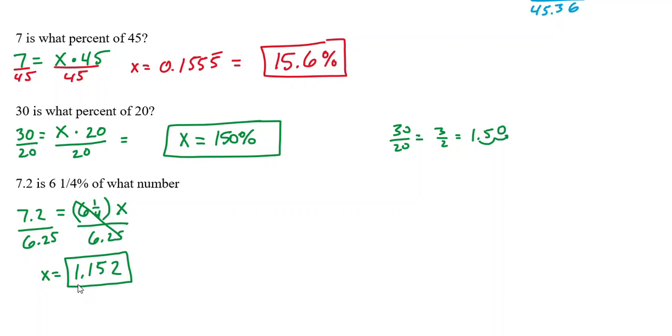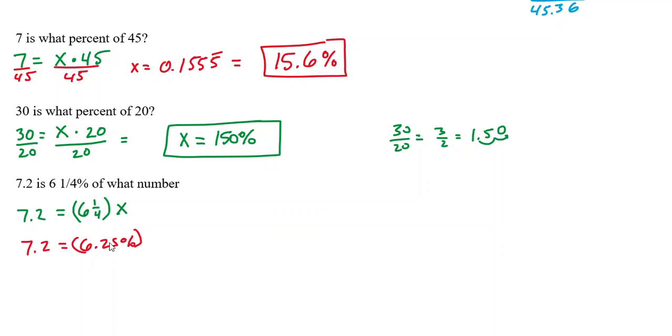So I need to go back and figure out what I did wrong, and I think I can see it, and I've spotted it. I hope you can see it too. That I forgot to change my 6 1/4% into decimal form. I changed 6 1/4 to a decimal, but it's still 6 1/4%. So let's go back and rejigger that, and it's going to be kind of interesting what happens here. Okay, so let's go back and fix this. First we're going to say 7.2 equals 6.25% times x. Now let's change it to a decimal.